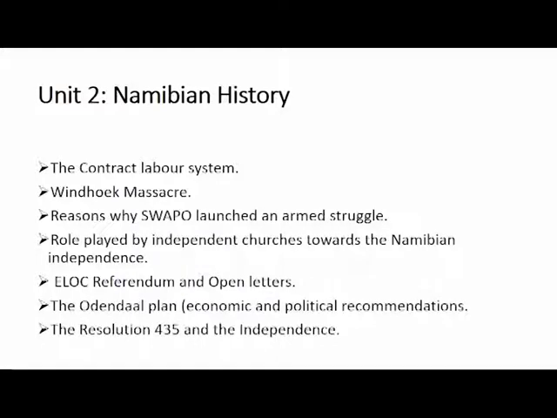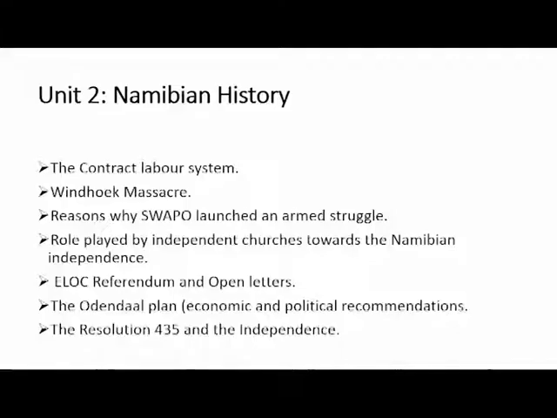Namibian people. Which of these recommendations were benefiting the Namibians, and which of these recommendations impacted the lives of Namibian people? In other words, what did Namibian people think or feel about this Odendaal Plan in particular?